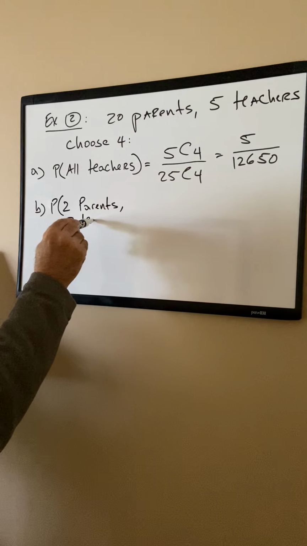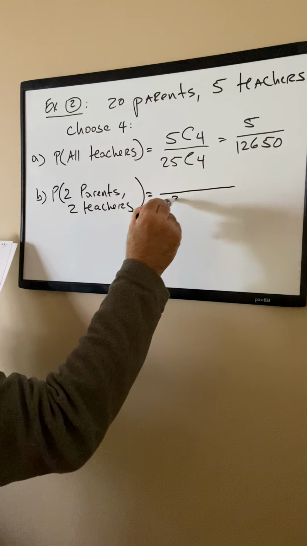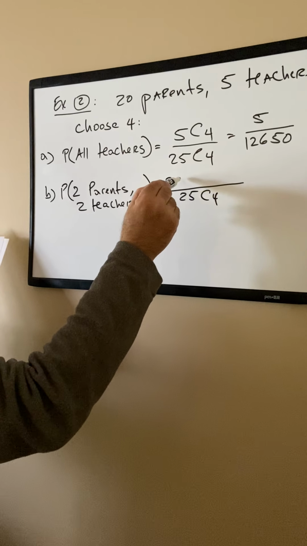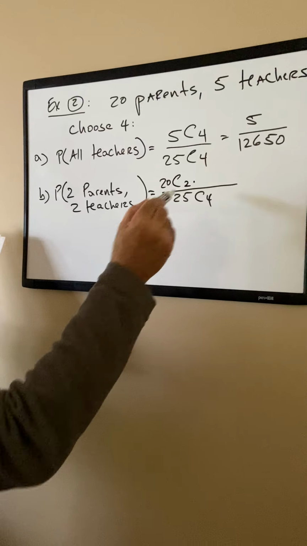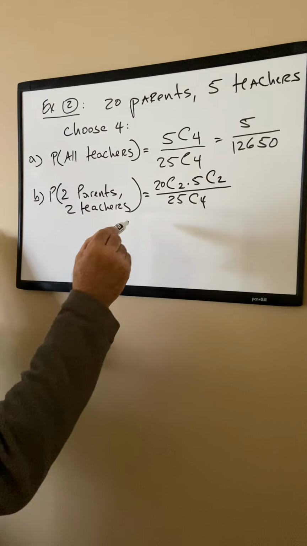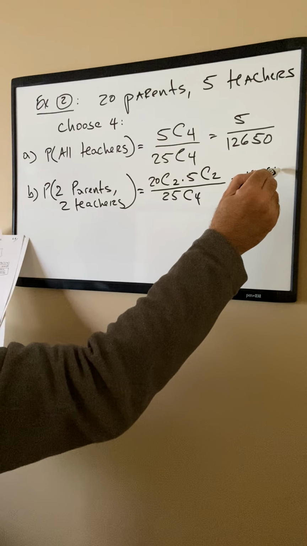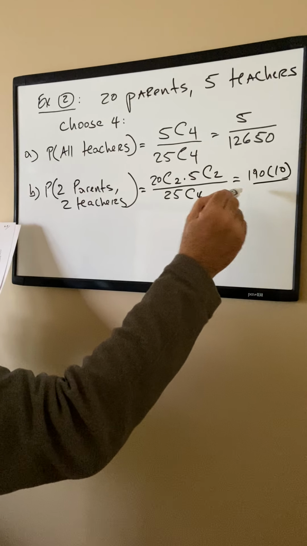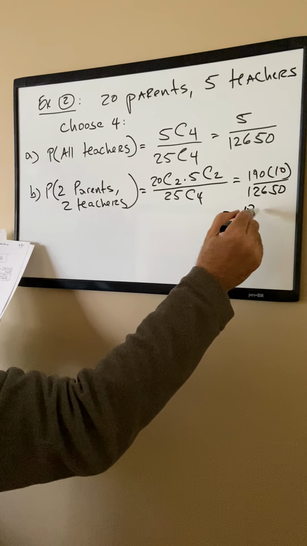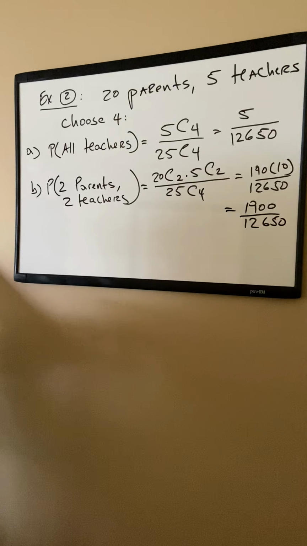Part B, what's the probability that we're going to end up with 2 parents and 2 teachers? So it's still going to be the same denominator, which is 25 combination 4. For your numerator, it's going to be 20 parents from whom we're selecting 2 at a time, multiplied by 5 teachers from whom we're selecting 2 at a time. So we're going to end up with 190 times 10 divided by 12650. So we're going to end up with 1900 divided by 12650 for part B.